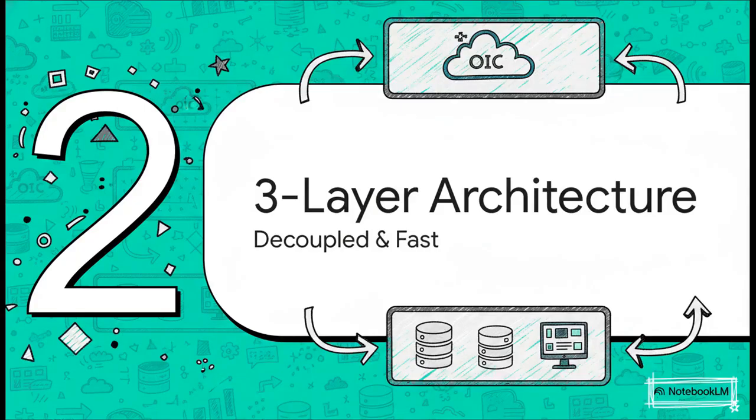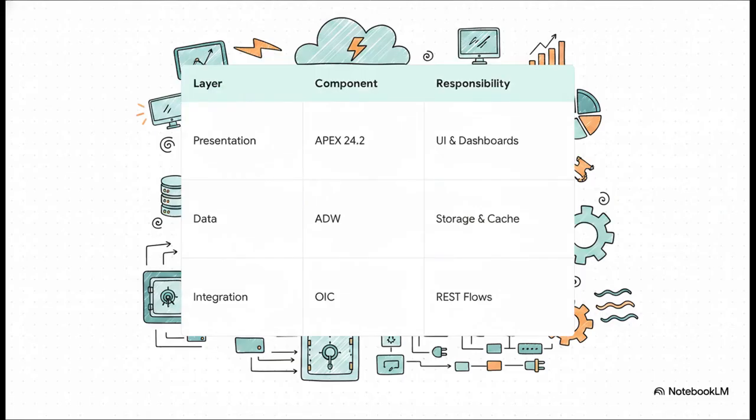Moving right along to section 2, the three-layer architecture. To break that reactive cycle, the architecture team introduced this robust, decoupled three-layer pattern. It cleanly separates out the responsibilities. You've got Oracle Apex 24.2 handling just the presentation layer, the user interface. Then, the autonomous data warehouse handles the data layer, acting as your persistent storage and log cache. And finally, the integration layer is OIC itself, handling the scheduled and app-driven REST flows. By strictly separating these out, the architecture stays incredibly stable and lightning fast for the user.